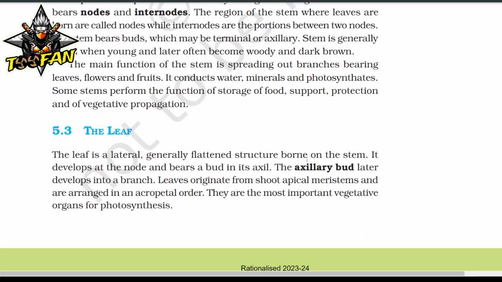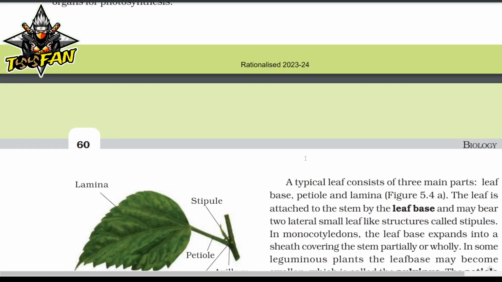The leaf. The leaf is a lateral, generally flattened structure borne on the stem. It develops at the node and bears a bud in its axil. The axillary bud later develops into a branch. Leaves originate from the shoot apical meristem and are arranged in an acropetal order. They are the most important vegetative organs for photosynthesis.